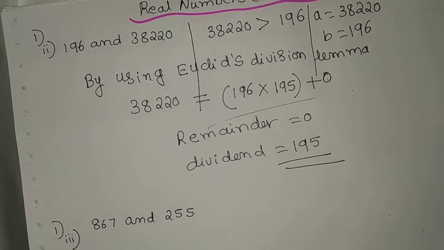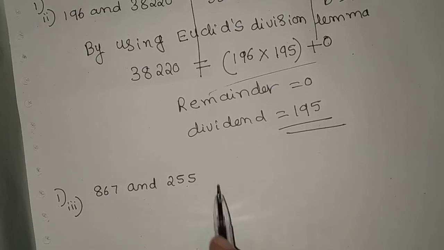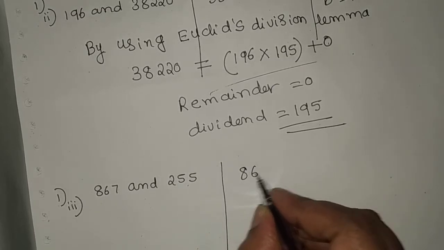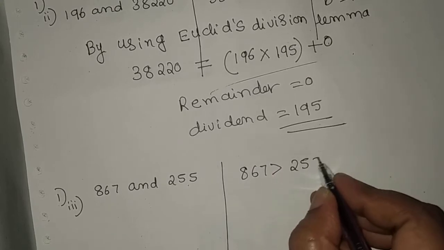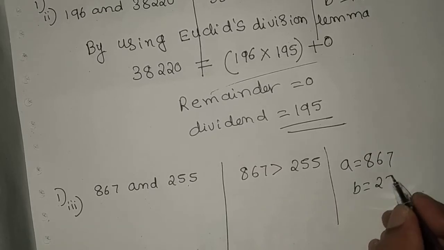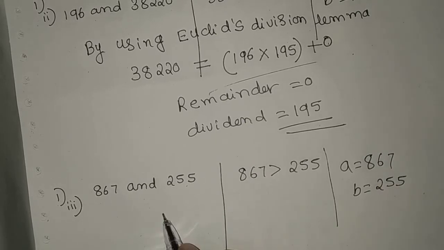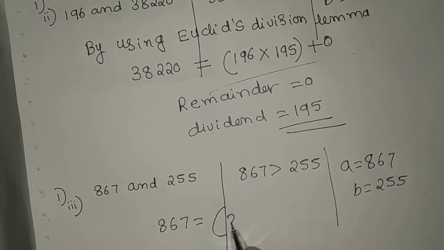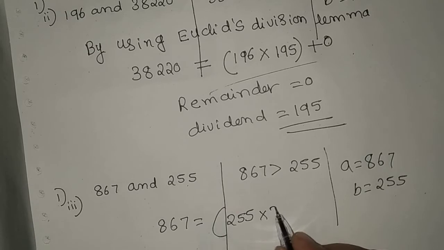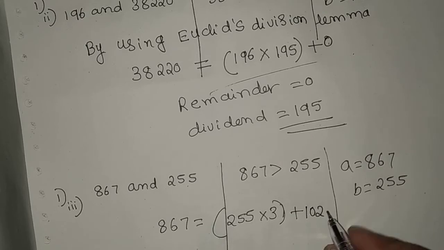Next we move on to the third problem. In the third problem we are given 867 and 255. We directly start. 867 is greater than 255. We have A equal to 867 and B equal to 255. So the next step: 867 equals 255 into 3 plus a remainder of 102.